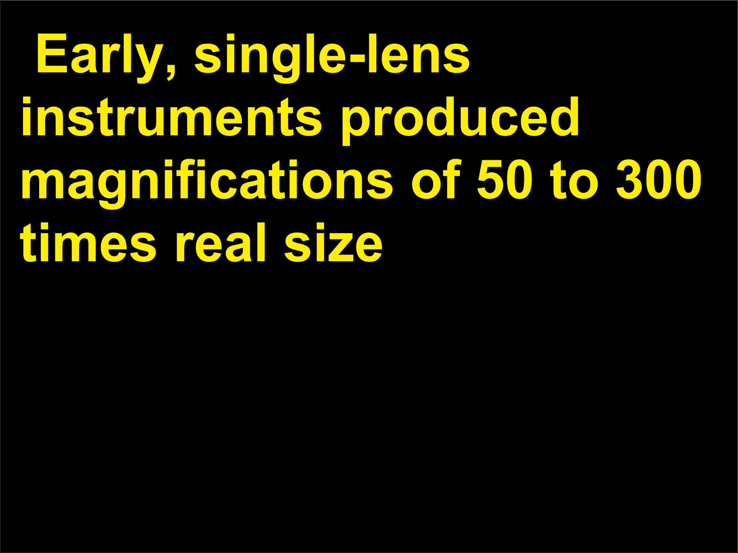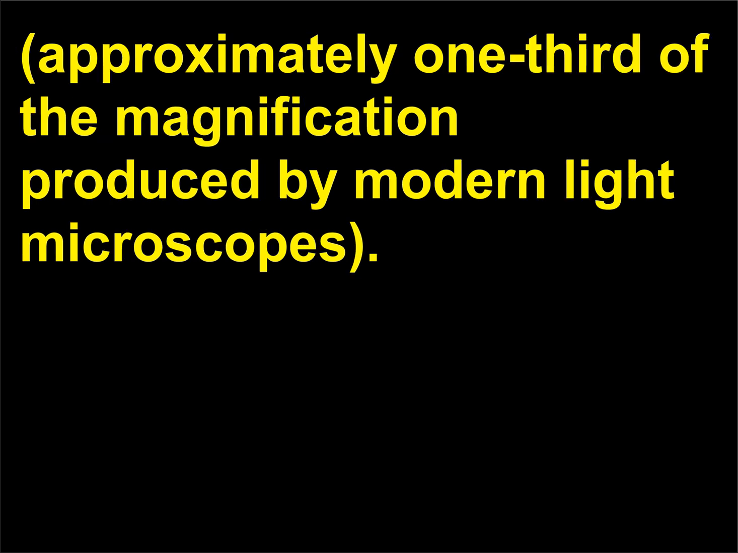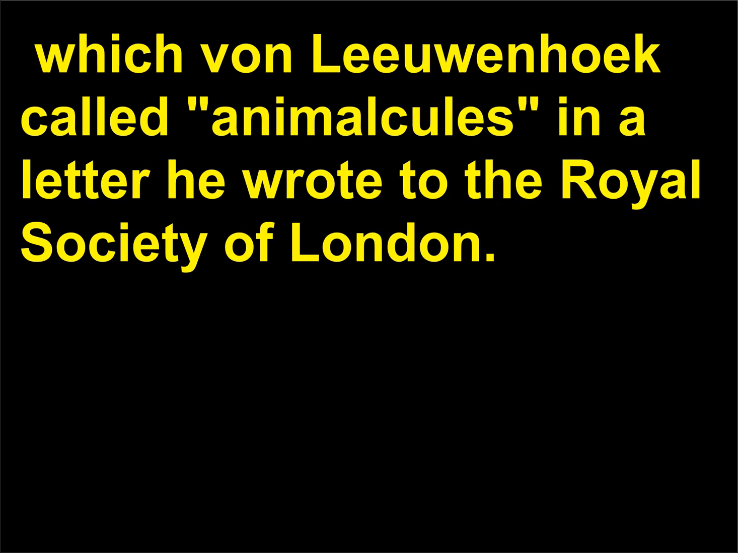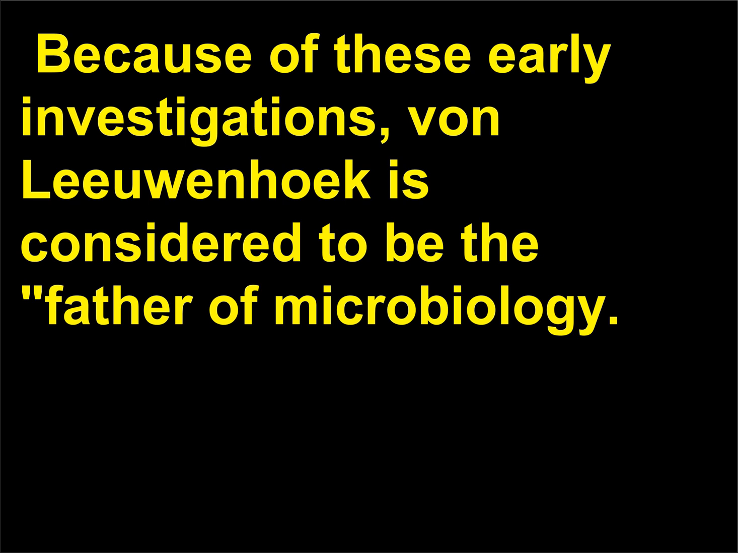Early, single-lens instruments produced magnifications of 50 to 300 times real size, approximately one-third of the magnification produced by modern light microscopes. Primitive microscopes provided a perspective into the previously unknown world of small organisms, which van Leeuwenhoek called animalcules in a letter he wrote to the Royal Society of London. Because of these early investigations, van Leeuwenhoek is considered to be the father of microbiology.